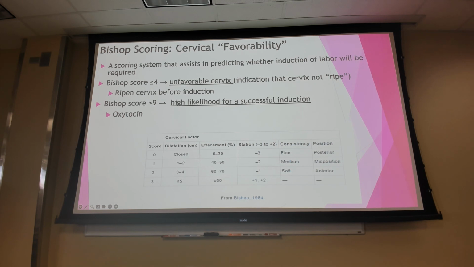Now we need to induce labor. We need to have mom start contractions or augment those contractions. So this is our table for the Bishop score. I wouldn't memorize that, but I would know if it's less than 4, it's not favorable. If it's greater than 9, it's favorable.